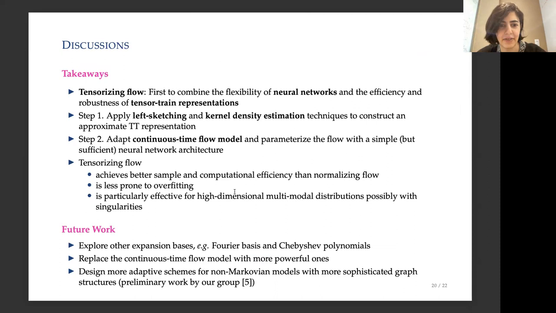I have a general question. Generally, which part would you say is challenging in your proposed method? Would you say the tensor train estimation of a probability distribution is the challenging part?